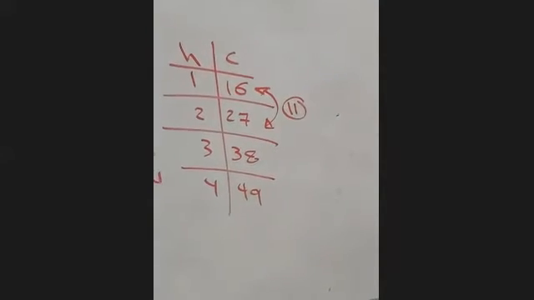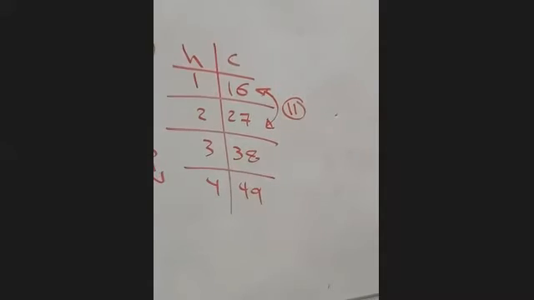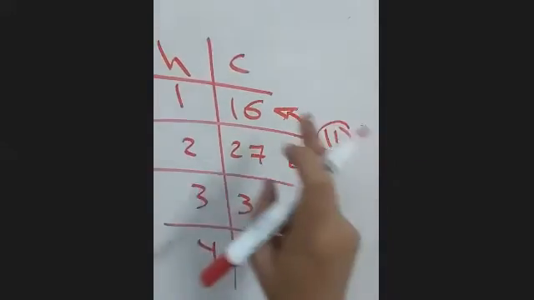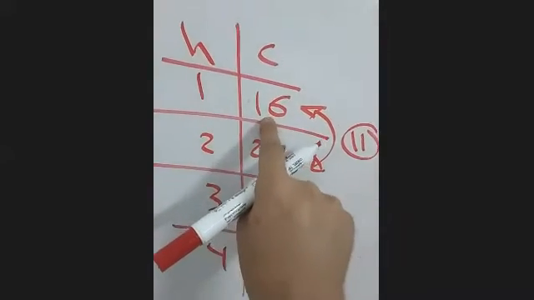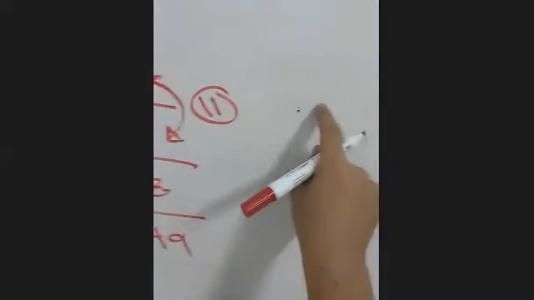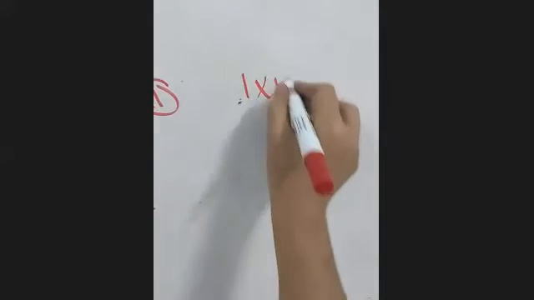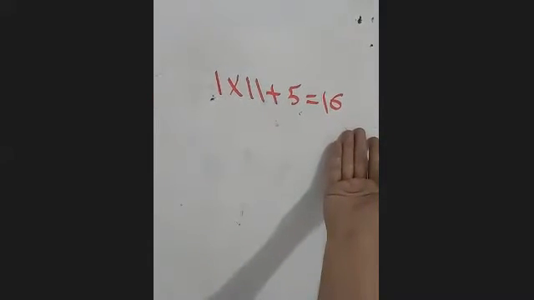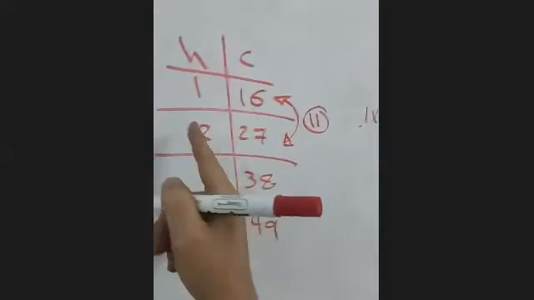Plus 5. 1 multiply 11, mumtaz, plus 5. So 1 multiply 11 is 11. Plus 5, it will be what? 16. I will write it here. 1 multiply 11 plus 5 equals 16. Okay? Yes. I will do the same for the 2.